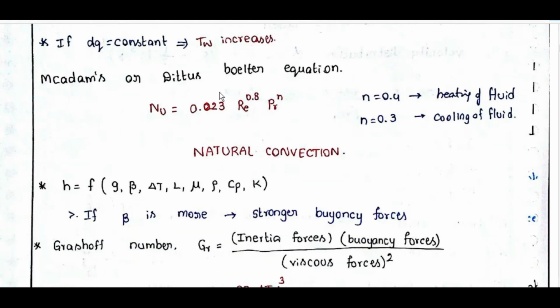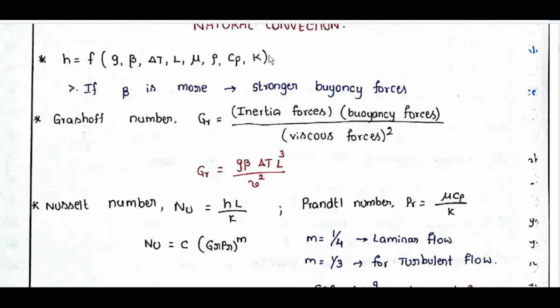McAdams or Dittus-Boelter equation: Nu is equal to 0.023 Re power 0.8 Pr power n, where n is equal to 0.4 for heating of fluid and n is equal to 0.3 for cooling of fluid. Natural convection: h is equal to a function of g, beta, delta T, L, mu, rho, Cp, K. If beta is more, stronger buoyancy forces. Grashof number Gr is equal to inertia force into buoyancy force by viscous force square. Gr is equal to g beta delta T L cube by mu square.